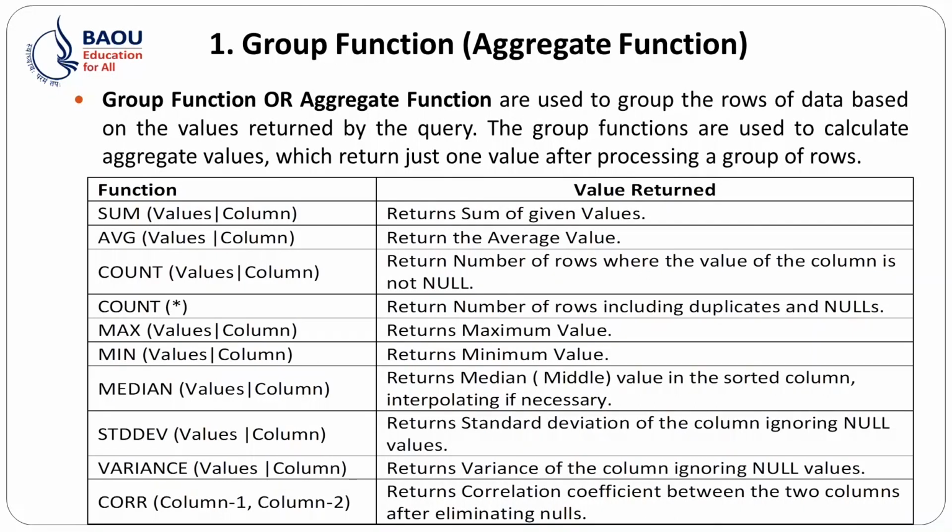The max function returns the maximum value, min function returns the minimum value, median function gives the middle value, and stddev is used for the standard deviation of the column value, and variance is the variance of the column, and correlation gives the coefficient between two values.